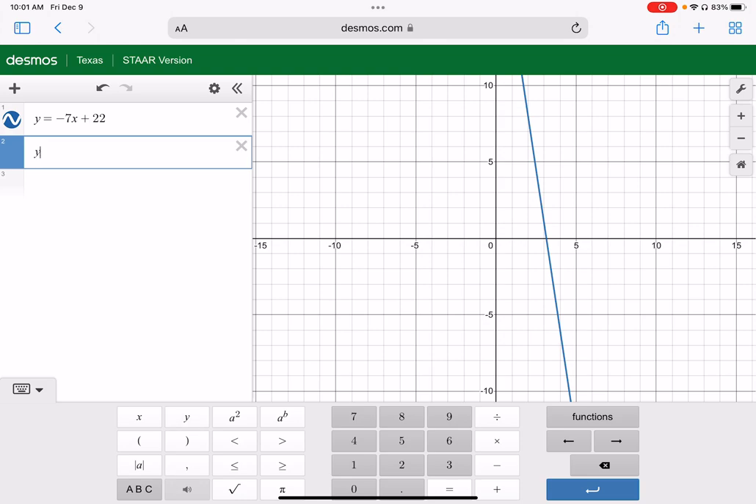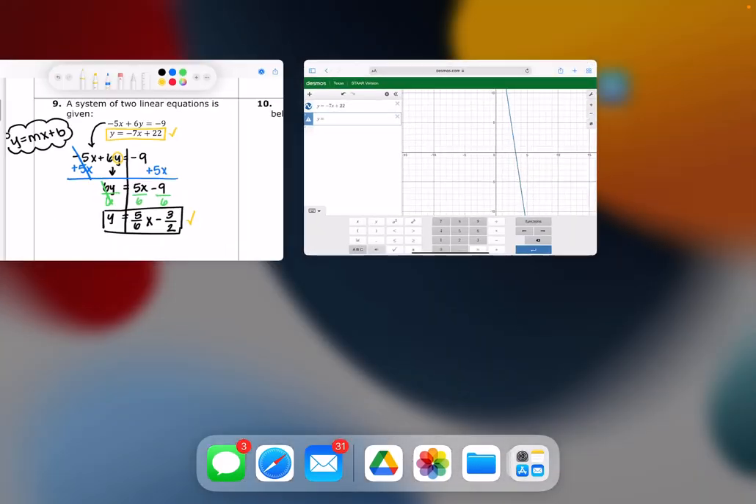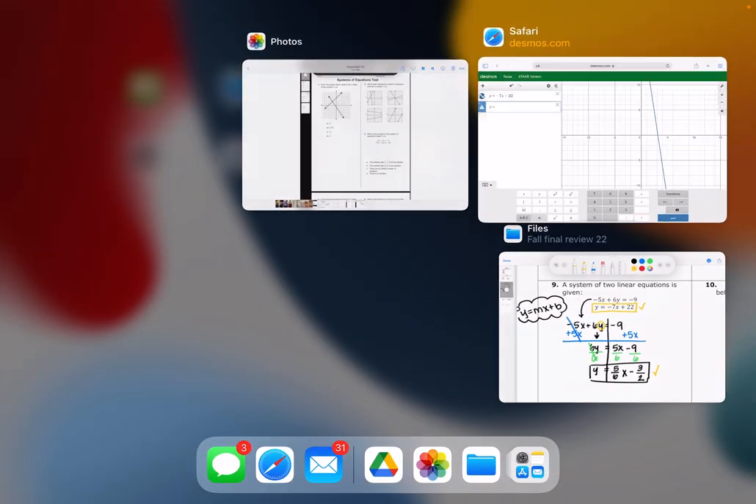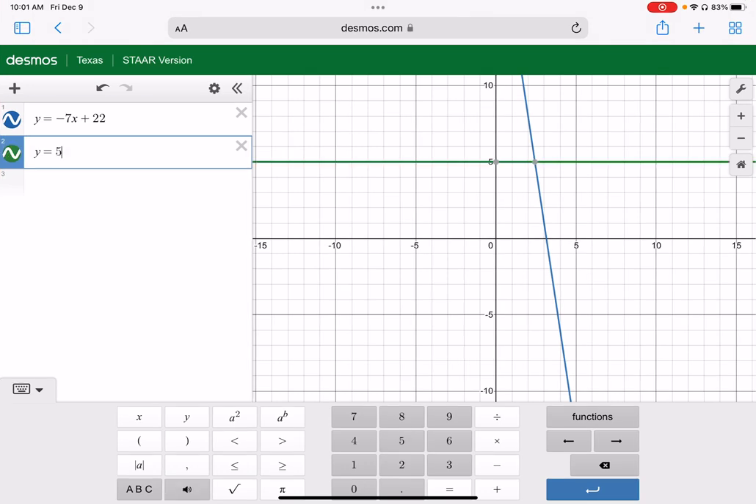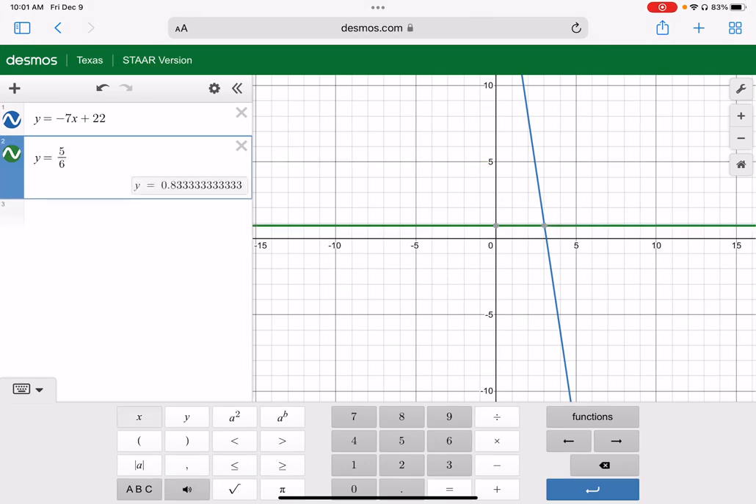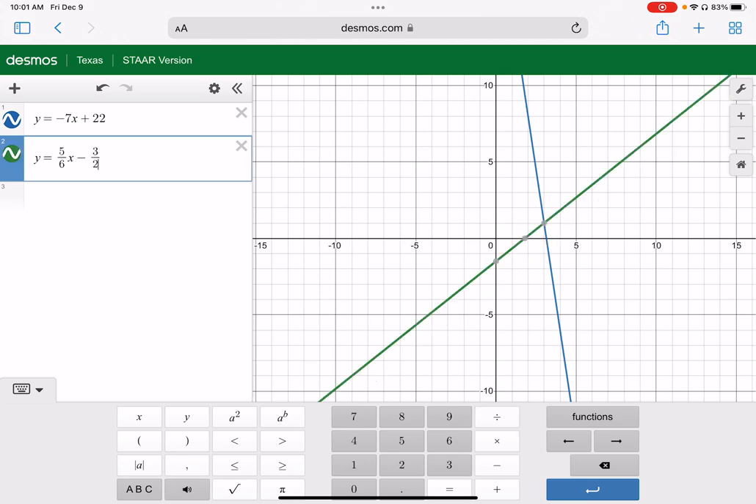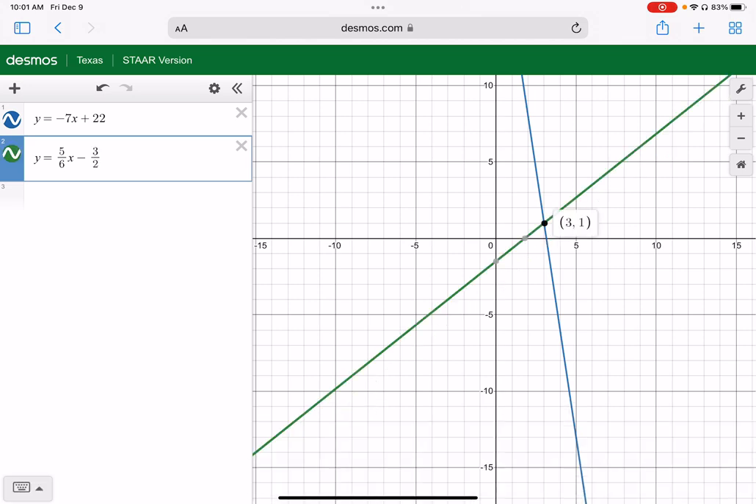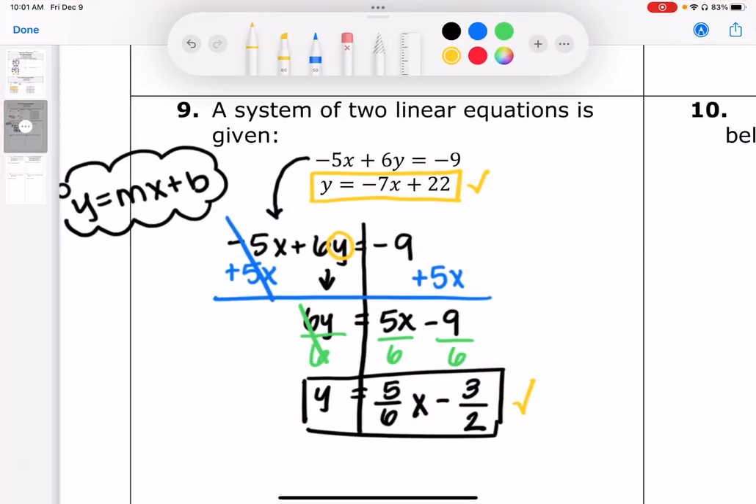And the second one is y equals 5 over 6x minus 3 divided by 2. When I do that and I click on it, they cross at 3, 1. So my solution for this system is 3, 1.